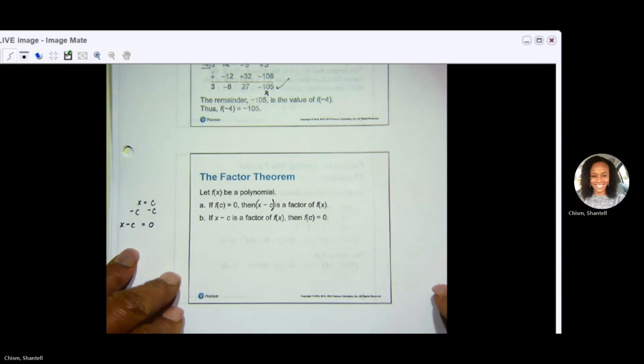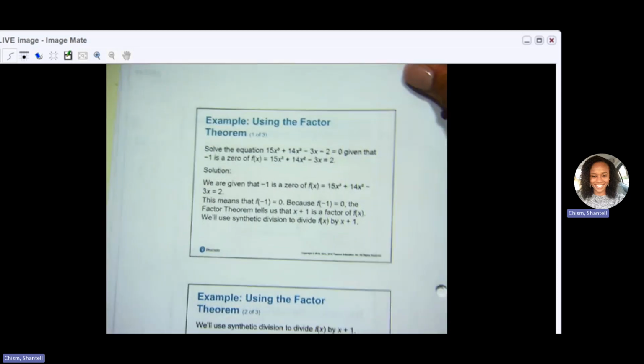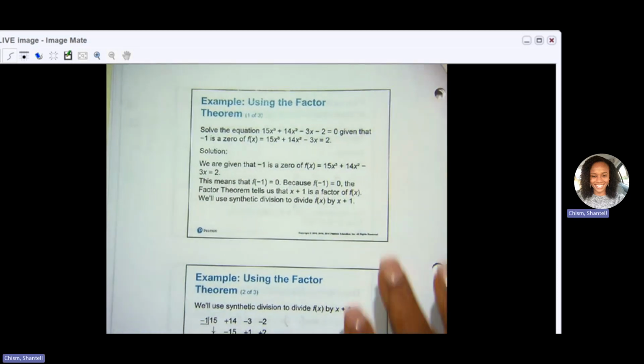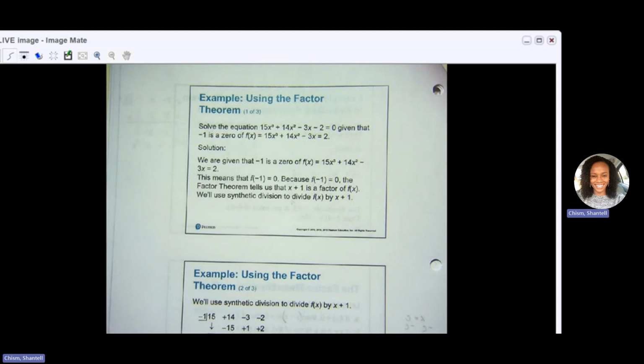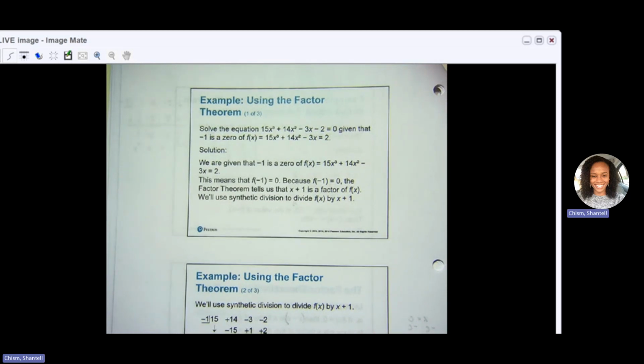Okay? So let's take a look at an example here. So look at this problem right here. It says, using the factor theorem, solve the equation 15x cubed plus 14x squared minus 3x minus 2 equals 0, given that -1 is a 0. So I've got f of x equals 15x cubed plus 14x squared minus 3x equals 2.